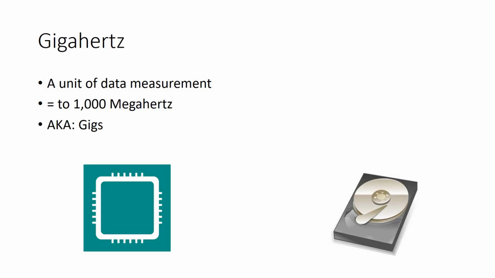Gigahertz, a unit of data measurement. Gigahertz is equal to 1,000 megahertz, also known as gigs. You'll hear a lot of that: how big's your phone? Well, I have 16 gigs. Hey, how big's your thumb drive? Oh, it's a 5 gig thumb drive. Gig is short for gigahertz, which is a unit of measurement.